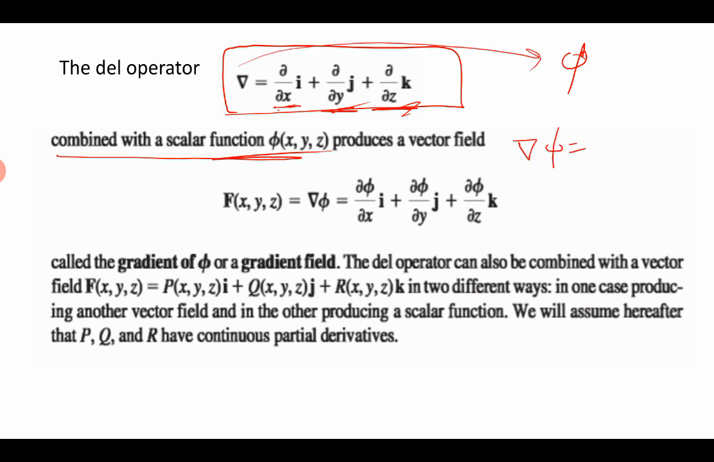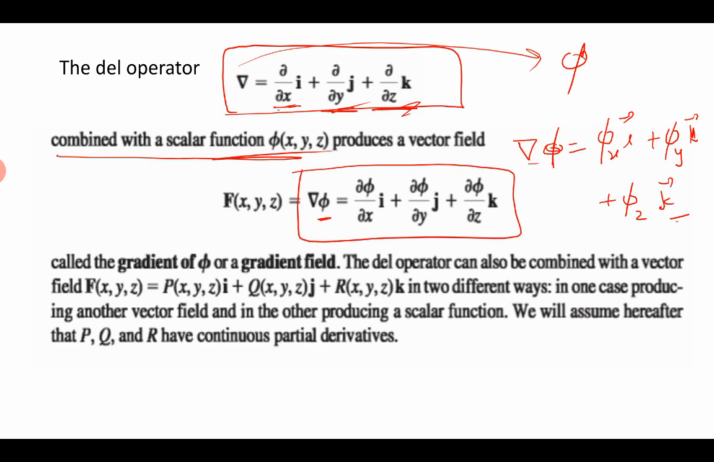Del phi is nothing but differentiate phi with respect to x and multiply with i. Differentiate phi with respect to y and multiply with j. So that is what is done when you operate del on phi. Third term, del with respect to z and k vector, isn't it? So that is what is called the gradient of the scalar function phi. Del phi is called a gradient. What is the physical meaning of gradient?